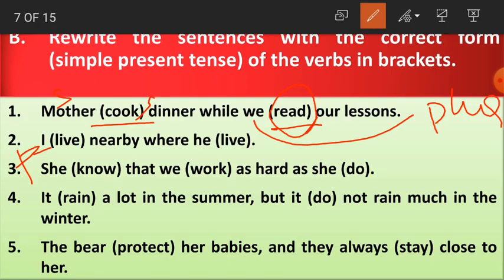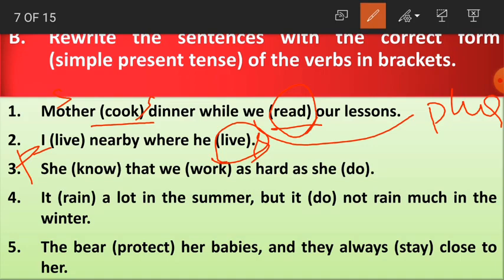I live nearby where he... What do we have to do here? Yes, we have to add s. Why? Because he is a singular subject. I live nearby where he lives. Clear, children? Now the third one.